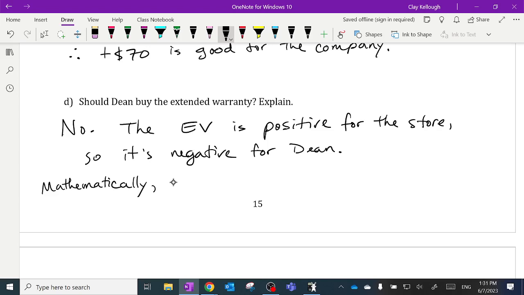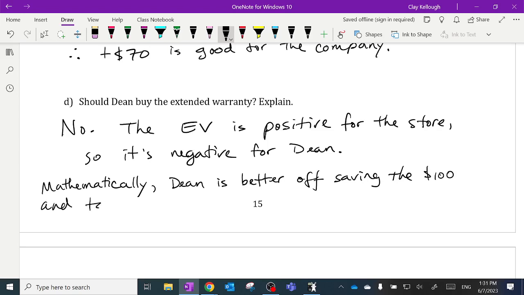Mathematically, Dean is better off saving the $100 and taking, I wanted to say the sentence because I wanted this word to be in there. Risk. It is a risk.